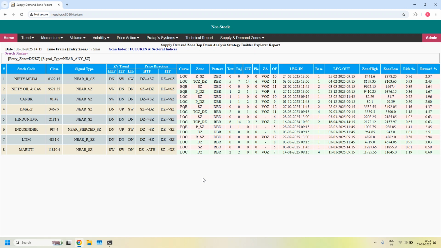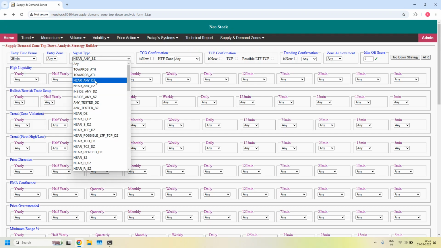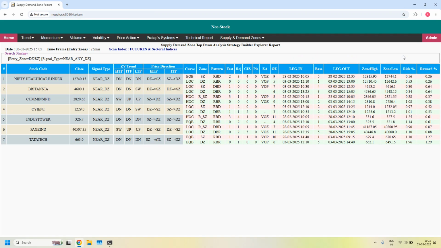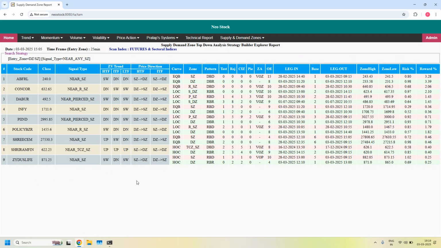Okay, this is about stocks near daily and 75 minutes demand and supply zones. So next time frame is 25 minutes. Stocks near 25 minutes demand zone. We got 7 stocks. Next, 25 minutes time frame, stocks near 25 minutes supply zone. We got 9 stocks.